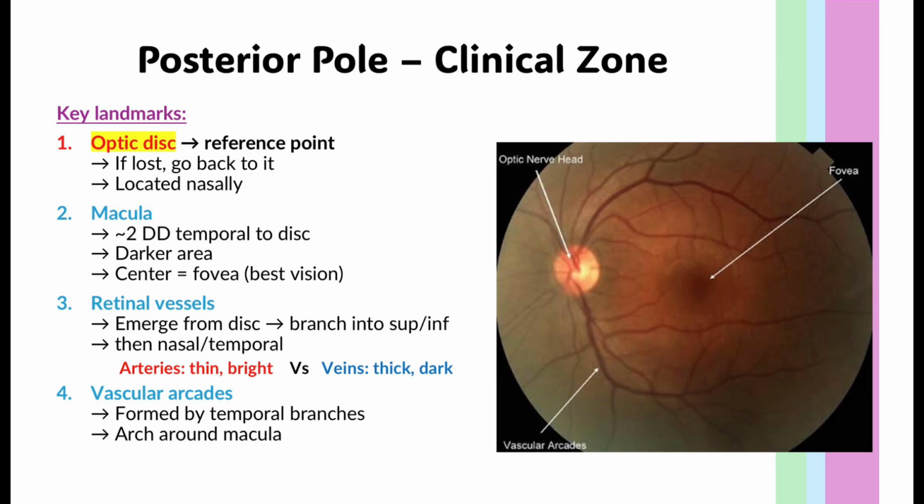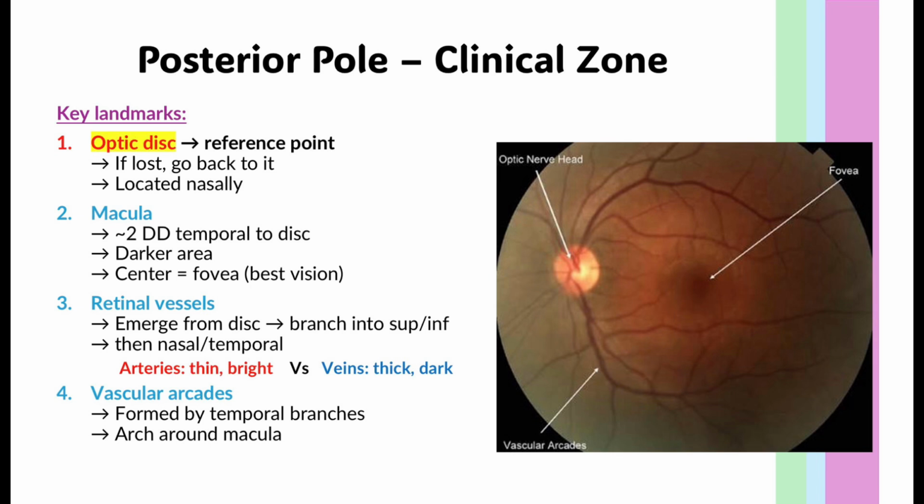The very first thing you should look at is the optic disc. That's your anchor, that's your reference point. So hold on to it. Whenever you're lost in the retina, find the disc again to reorient yourself. As you know, the optic disc is located nasally. So if you see it, then you're looking at the nasal retina.